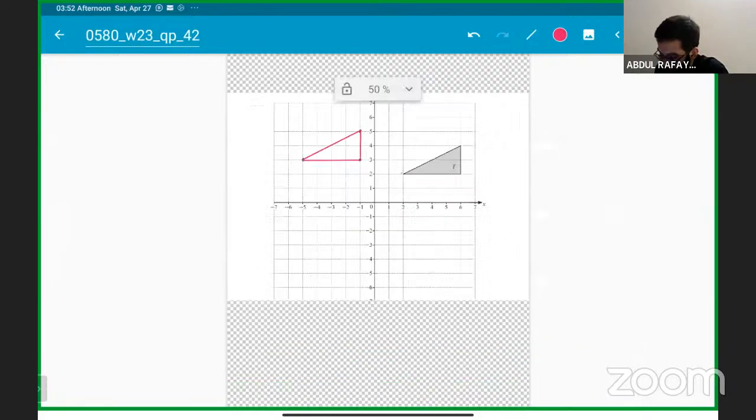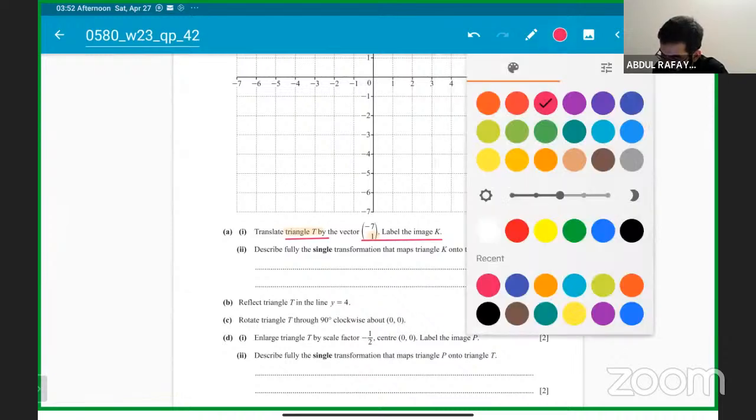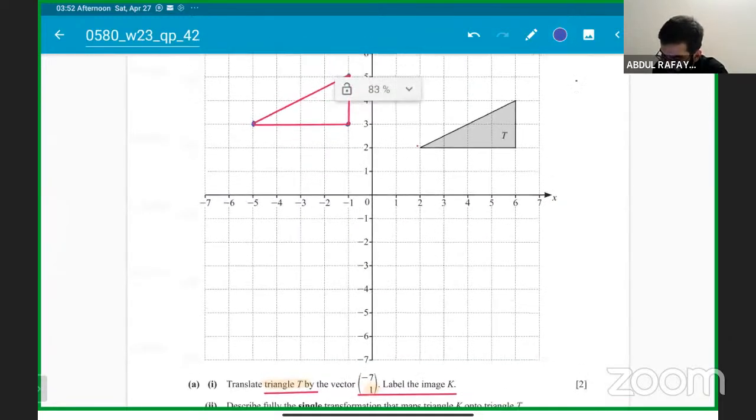Make sure to label the image as well. Now you guys can mute. The unmuted students can mute now. There is a mic issue. Make sure to ask a question if you have anything you don't get.